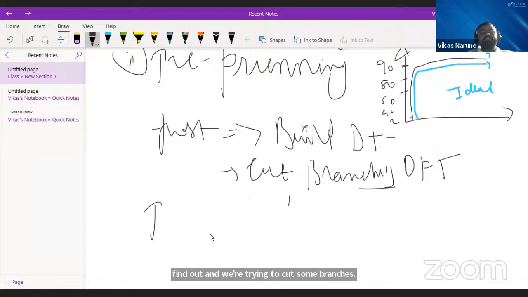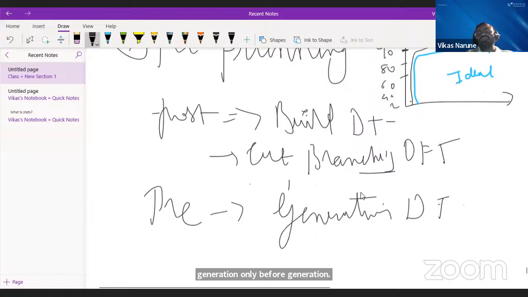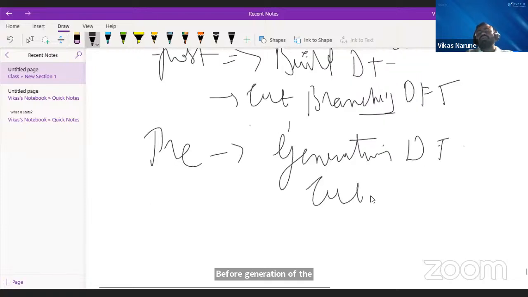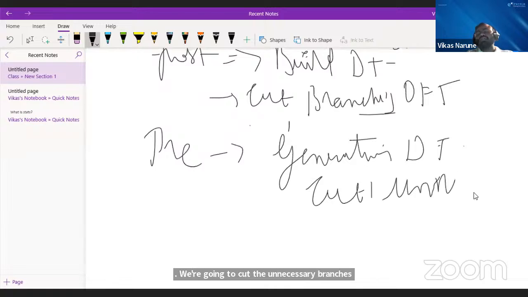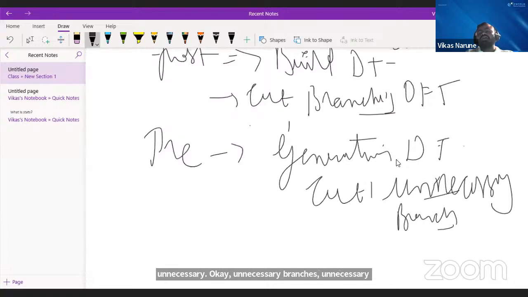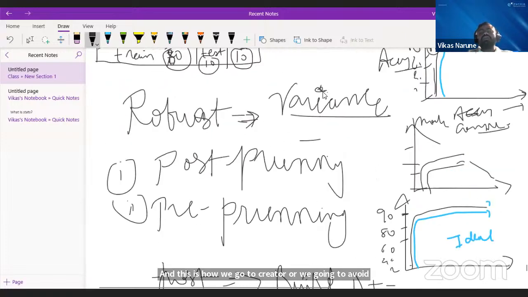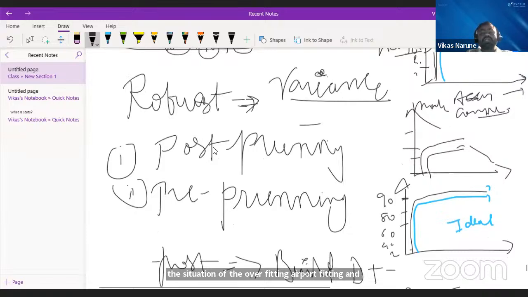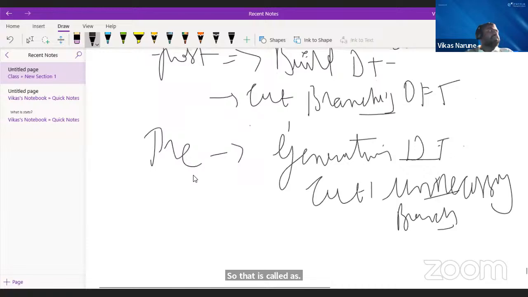And in pre-pruning, guys, before generation of the decision tree, or while generating the decision tree, we cut the unnecessary branches of the tree. This is how we avoid the situation of overfitting, and we regularize, or give a penalty to, our model. So that is called the pruning method, post pruning and pre-pruning.